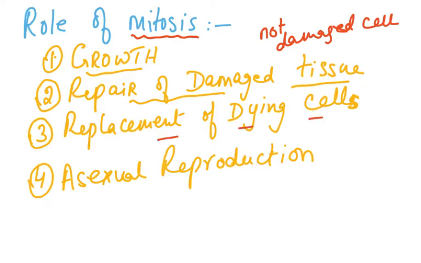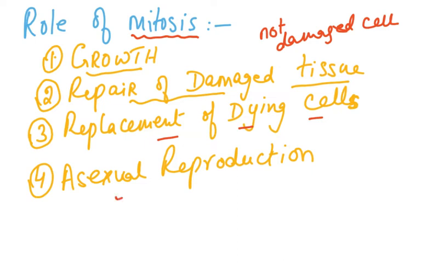Replacement of dying cells. What does that mean? Red blood cells die every day, and new red blood cells have to be formed. Where have they to be formed? They have to be formed in the bone marrow. In the bone marrow, we have stem cells, and those stem cells divide. Some of them still remain so that they can keep on dividing in the lifetime of that person. So, replacement of dying cells.